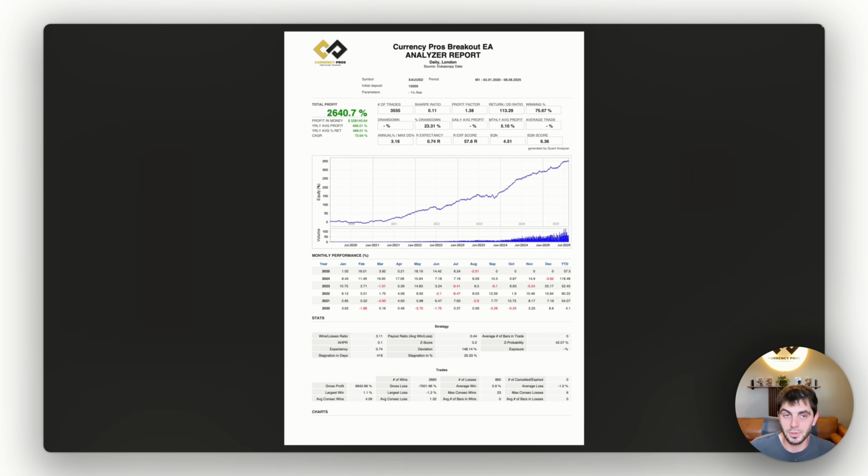The reason for the huge increase in net profit is because we added in London session breakouts. So it's the same logic as the previous day breakout, but we just added London session as well. Now, when we added in Asian session, this number was actually even higher. It was in the 3,000s. However, the equity curve here was a lot choppier, and the monthly performance down here was also much more choppy.